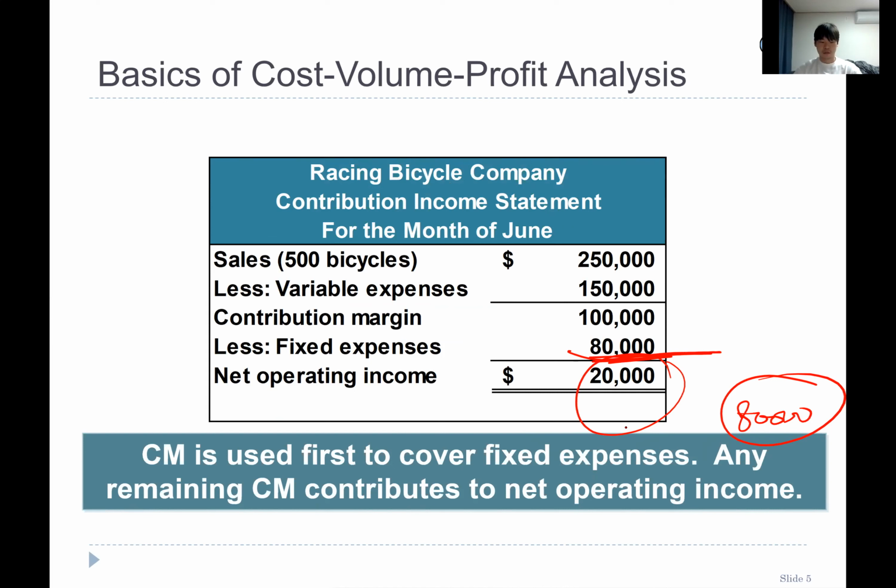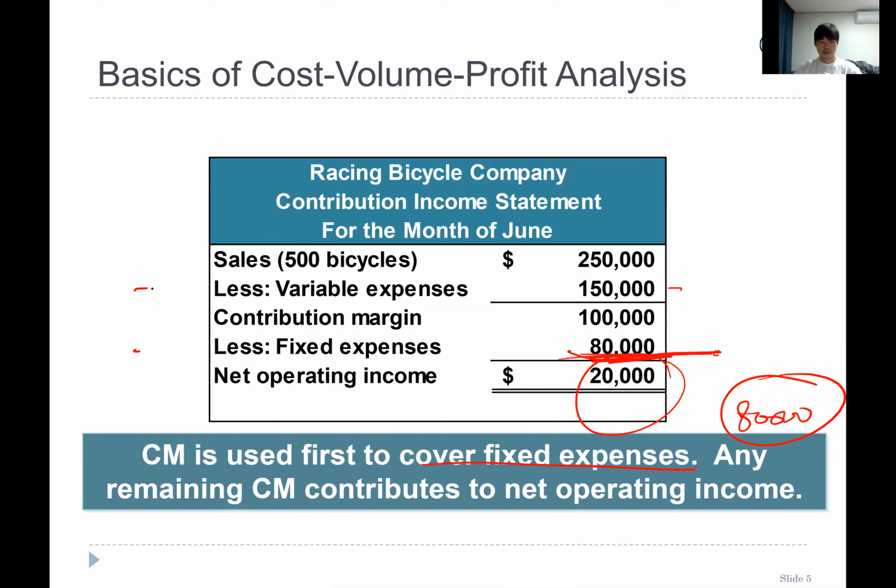If you are selling, for example, okay, we will have this concept later in this slide, so I'm not going to explain it here. Let's build the momentum here. So CM is used first to cover the fixed expenses. So you see, here is 80,000, and 80,000 is fixed cost.